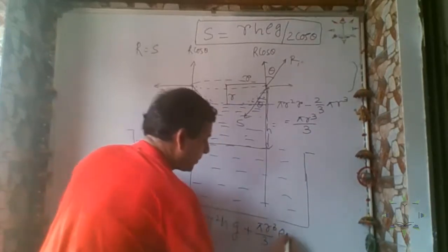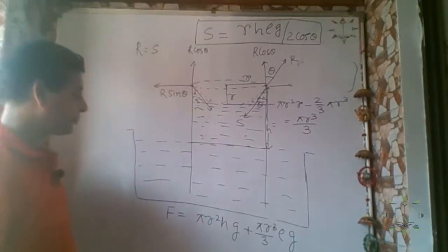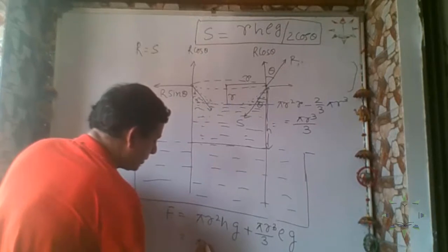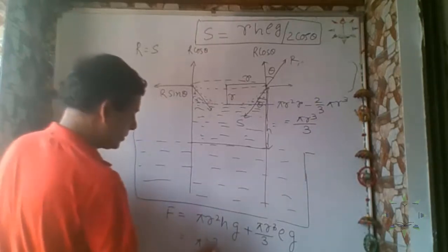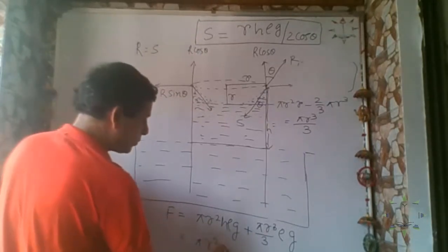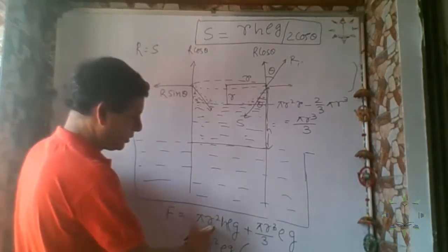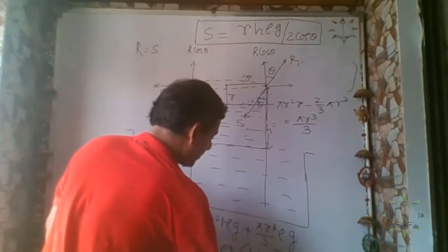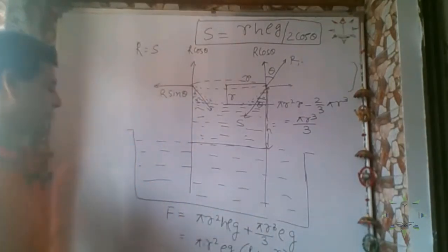Volume into density is mass, into g is the force. So now we have this relationship. We can take pi r square and of course there will be density. This is volume into density into g. Pi r square rho and g can be taken common. So what is happening here? 1 plus, there is an r left, r by 3, and there is an h here. H plus R by 3.